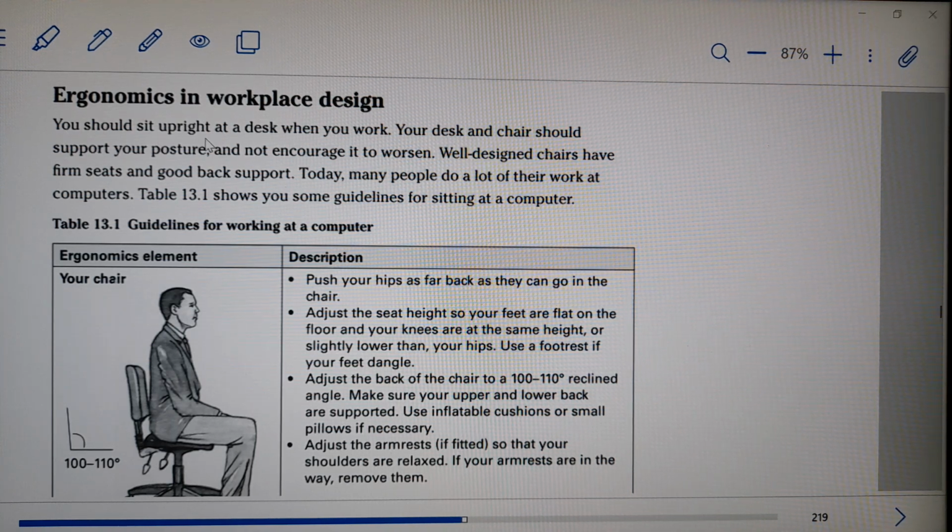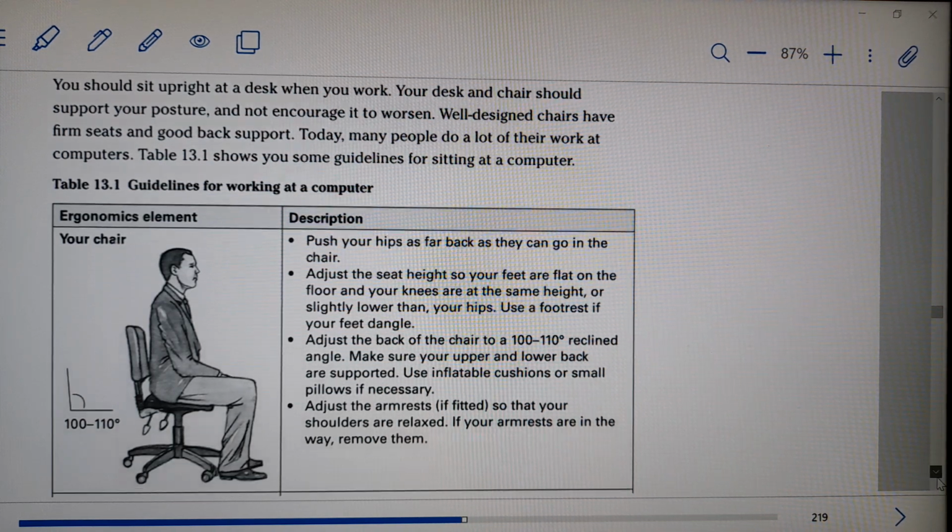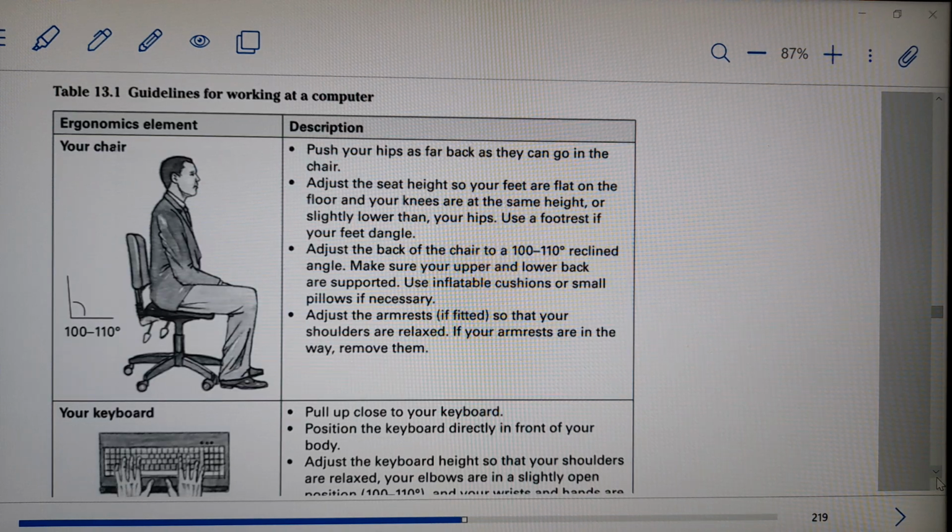You should sit upright at a desk when you work. Your desk and chair should support your posture and not encourage it to worsen. Well-designed chairs have firm seats and good back support. Today, many people do a lot of their work at computers, and Table 13.1 shows you some guidelines for sitting at a computer. So let's look at Table 13.1 if somebody is sitting at the computer.